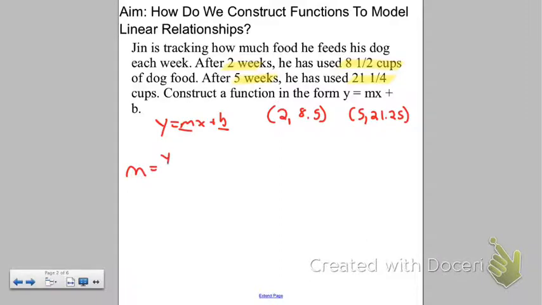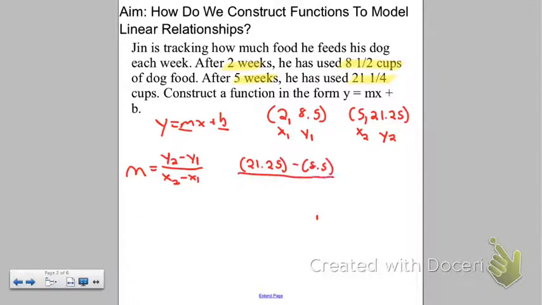I'm going to start with my slope formula, y2 minus y1 over x2 minus x1. x1, y1, x2, y2. I could have reversed them, just as long as the 1 and 1 stay together and the 2 and 2 stay together. So now I'm going to substitute in, using parentheses, to find what my slope would be. So I have 21.25 minus 8.5 over 5 minus 2.